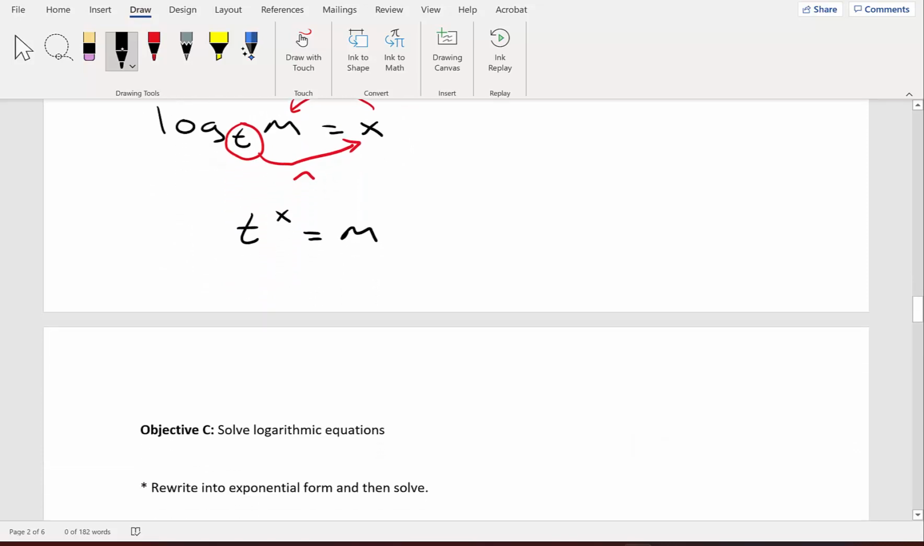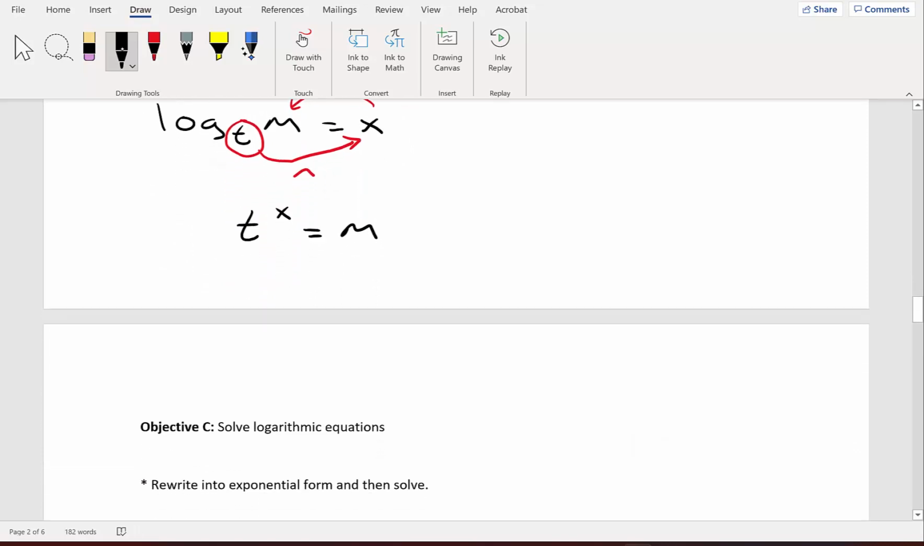So this leads us to our next objective, which is solving logarithmic equations. When we start solving logarithmic equations, we're still going to be using the same cycle. We're going to change it into an exponential equation first, and then solve that exponential equation.